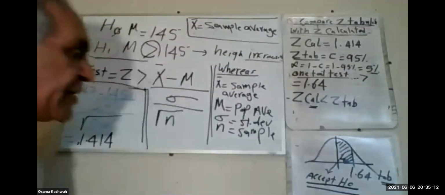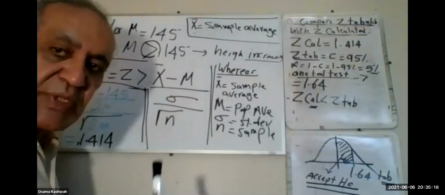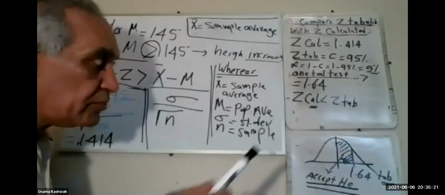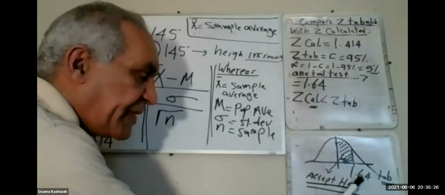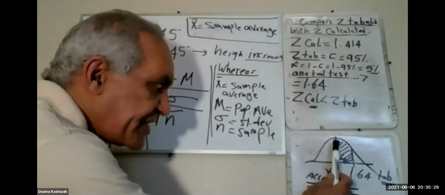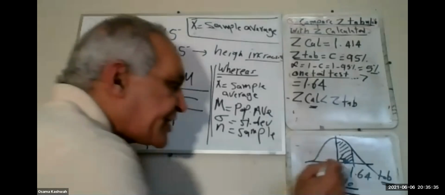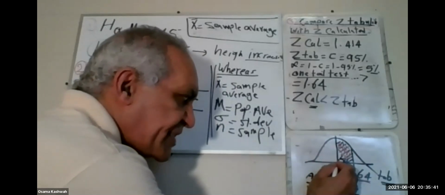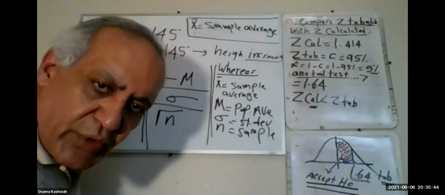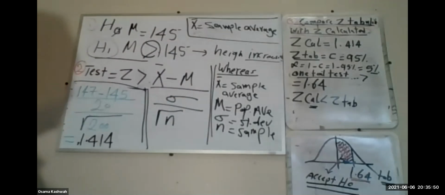Again, because some students might not have understood it, or for repetition, I will compare between Z tabulated and Z calculated. The point is that 1.64 is the tabulated. If I draw it like this, this is the normal distribution curve, and I accept up to 1.64. This area is the area of acceptance. Any value within this area, from 0 to 1.64, I will accept the null hypothesis.